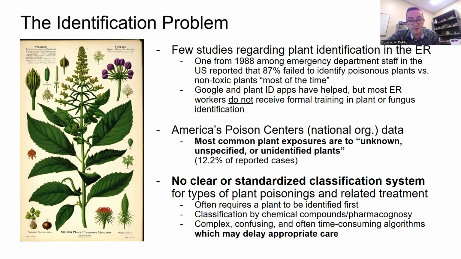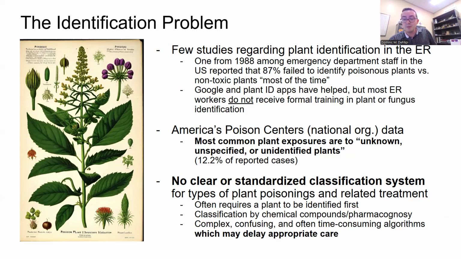So it's still a common problem today where we cannot identify these potentially dangerous ingested plant toxins. Furthermore, there's really no clear or standardized classification system for the type of plant poisonings and related treatments to them. It often requires that the plant is identified first. We just established that doesn't always happen. If you are able to identify the plant, or say the patient brings the plant in with them to the emergency room, you have to do some research. You kind of have to do a deep dive into research.